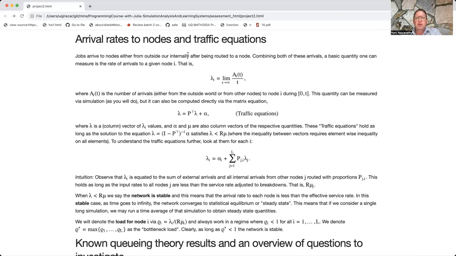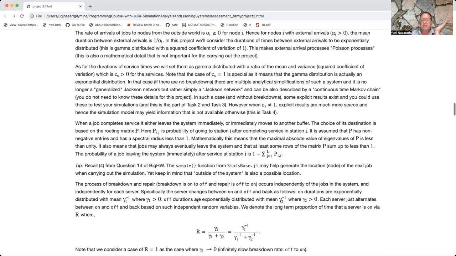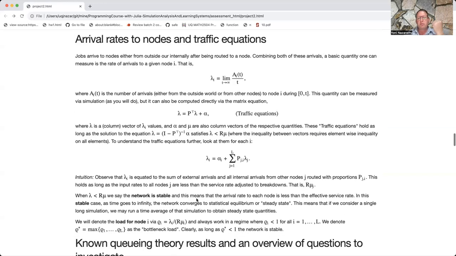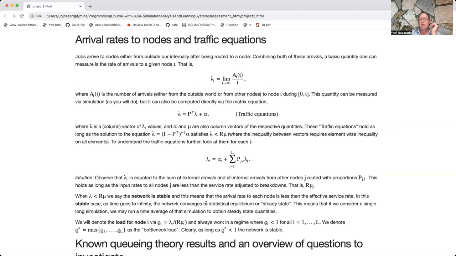Now, arrival rates to nodes and traffic equations. Everything you need to know to simulate this is up here, that's the specification of the model. But we wanted to give you a bit more info and some supporting code that would make sure that we simulate within reasonable parameters. What do I mean by reasonable? We want to study systems that, in the long run, show steady state type behavior. So the system doesn't explode, the queues don't grow to infinity. Basically, the system is stable.